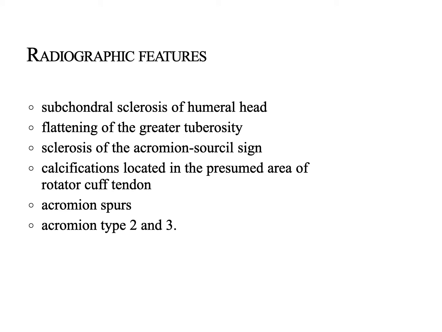Radiographic features include subchondral sclerosis of the humeral head, flattening of the greater tuberosity, sclerosis of the acromion, which is also known as the Sourcil sign, then calcifications located in the presumed area of the rotator cuff tendons, acromion spurs, and acromion type 2 and 3.